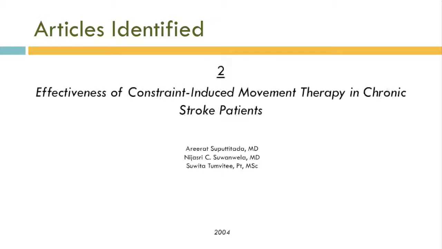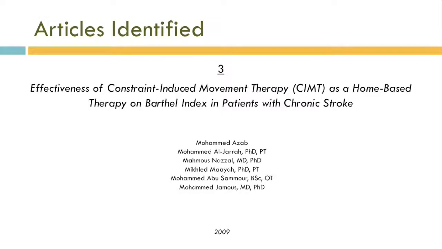The second study that was conducted was on the effectiveness of constraint-induced movement therapy in chronic stroke patients. This was a study done in the year 2004 by Suputi-Tada et al. The third article that was used was on the effectiveness of constraint-induced movement therapy as a home-based therapy on Barthel Index in patients with chronic stroke. This was a study done in the year 2009 by Azab et al.